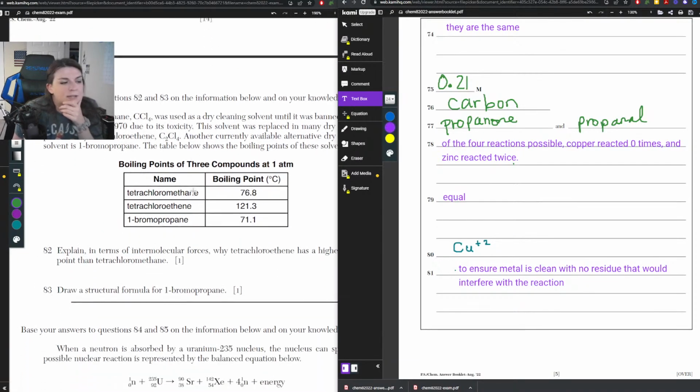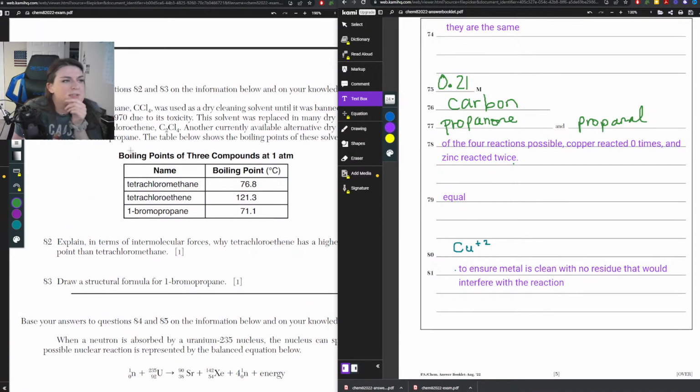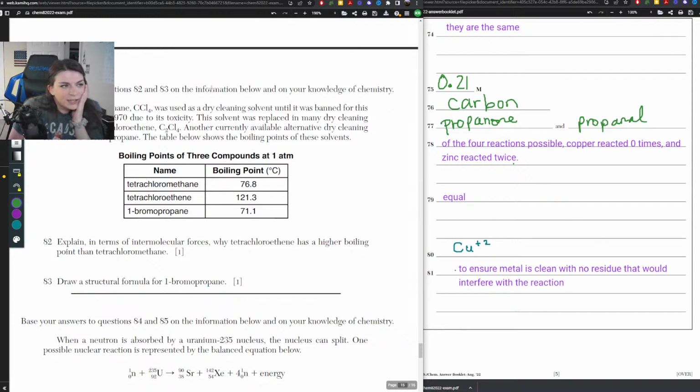Okay, last set. Two sets. Tetrachloromethane, CCl4, was used as a dry cleaning solvent until it was banned for its use in the US in 1970 due to its toxicity. The solvent was replaced in many dry cleaning processes by tetrachloroethane. Another currently available alternative dry cleaning solvent is 1-bromopropane. The table below shows the boiling points of those solvents.